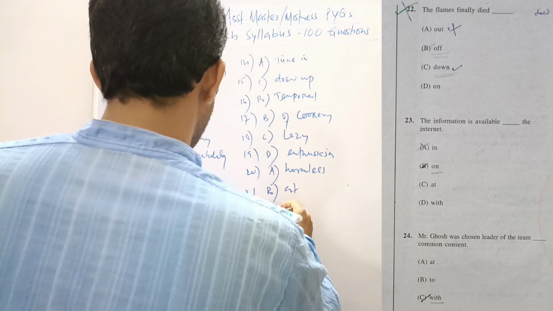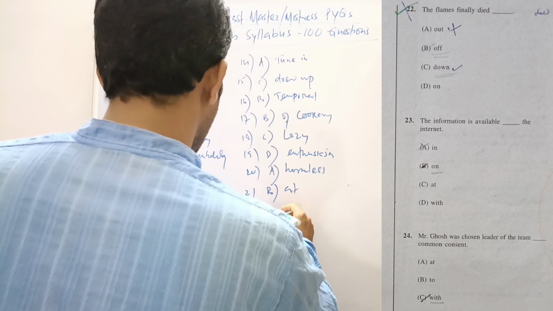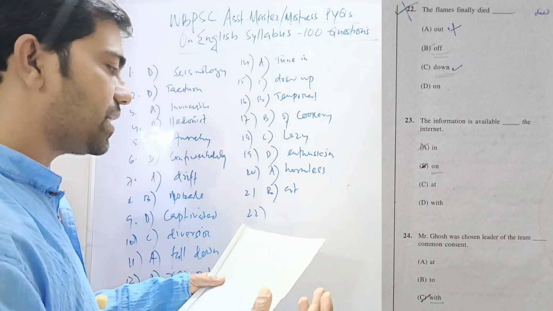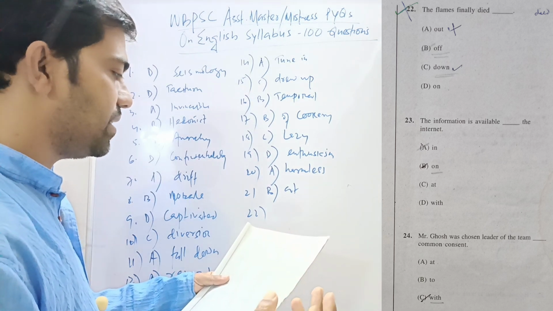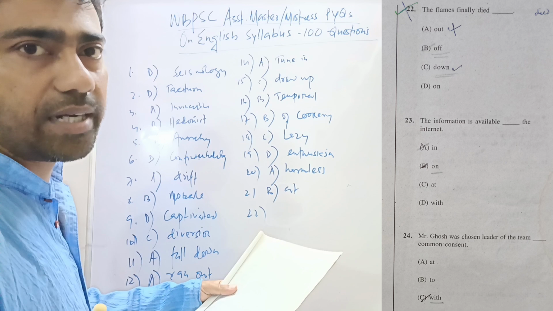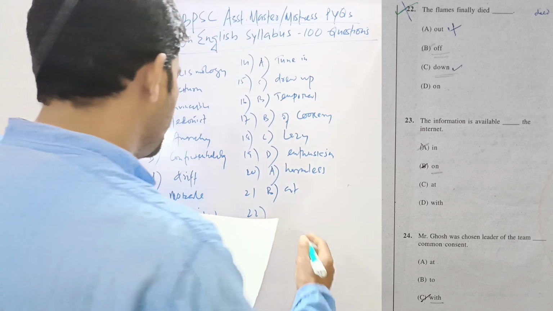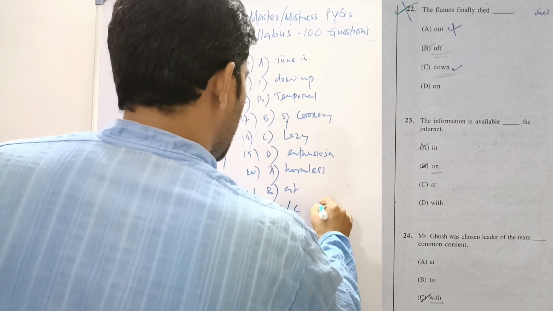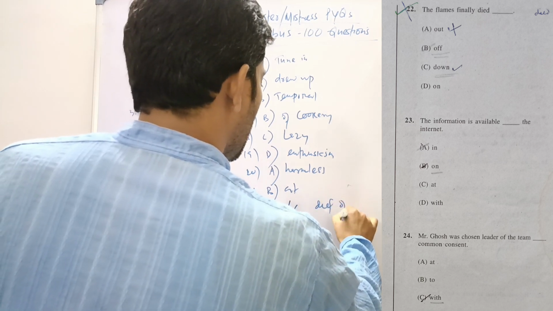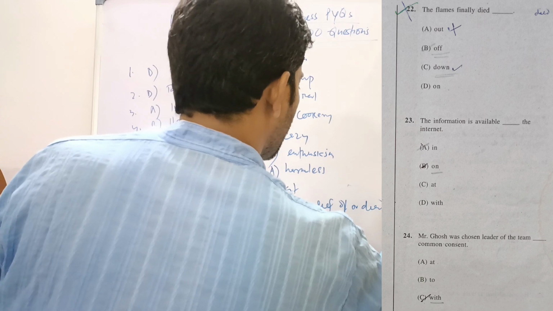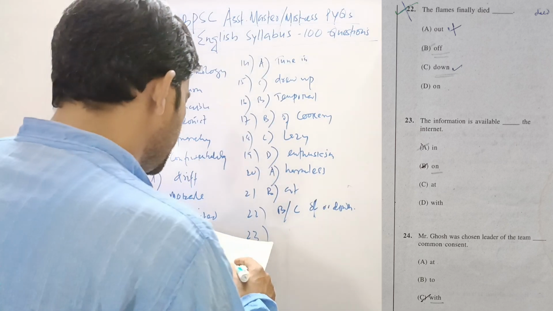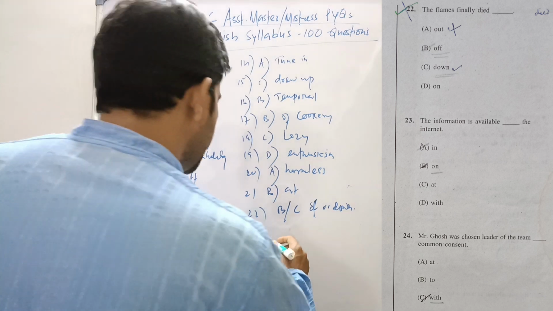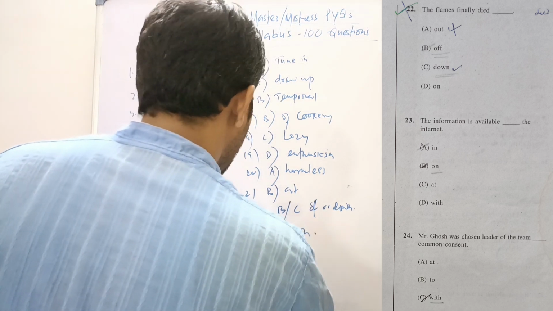22. The flames finally died down or died off. It is a very close one. Which answer will be correct, or which the commission will take as correct, is very hard to decide earlier. So it will be died off or died down. Both B or C. Died off or died down. So question number 23: the information is available in, on, at, with. So on the internet. B number. On the internet.